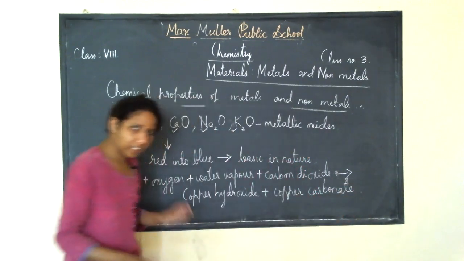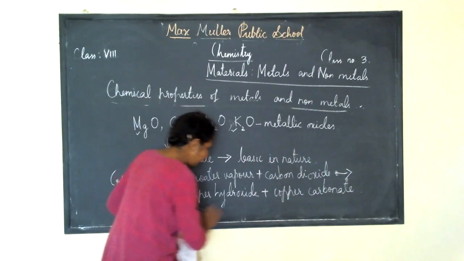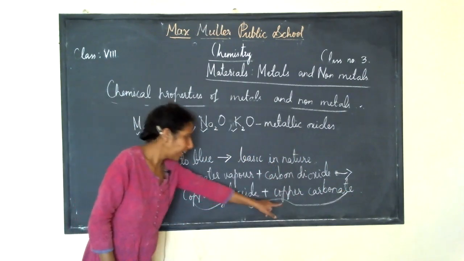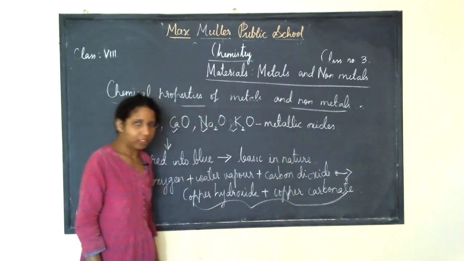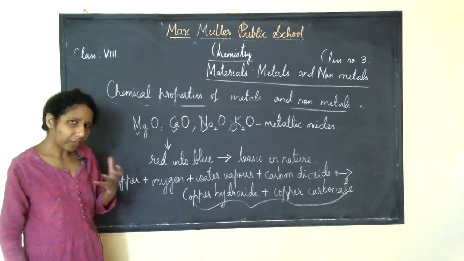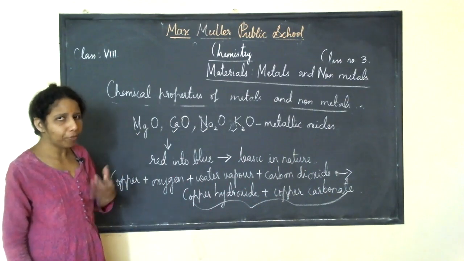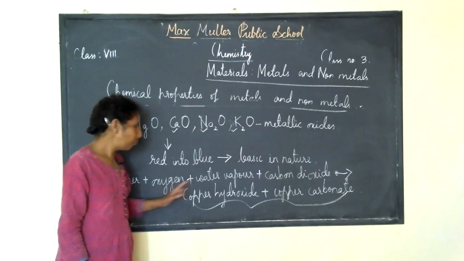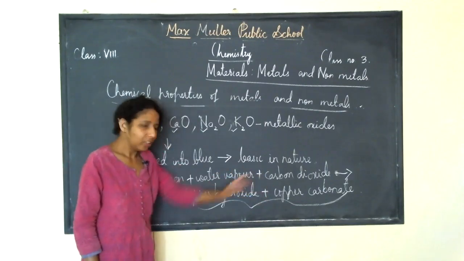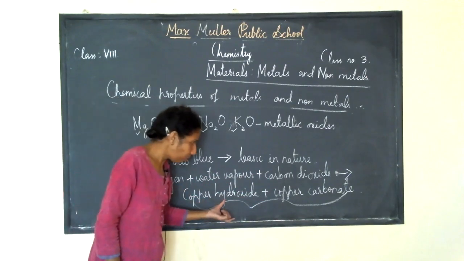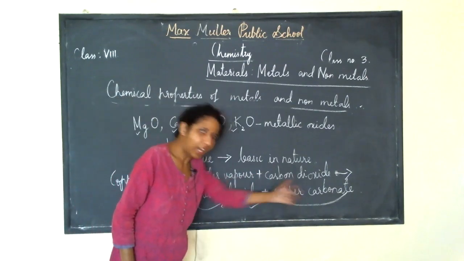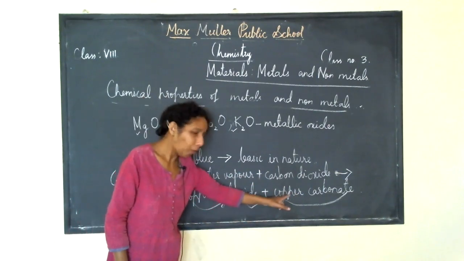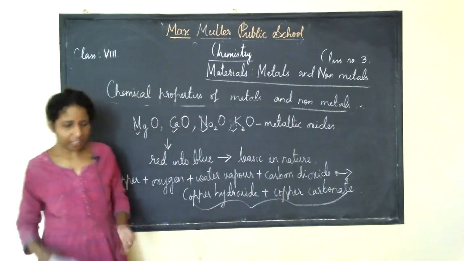Why is there a green coating? The green color is due to the formation of copper hydroxide and copper carbonate. Did you people understand this? Why do you find a green coating over copper vessels or plates? Copper reacts with oxygen, water vapor and carbon dioxide to form copper hydroxide and copper carbonate. Due to this, copper hydroxide and copper carbonate give the green color.